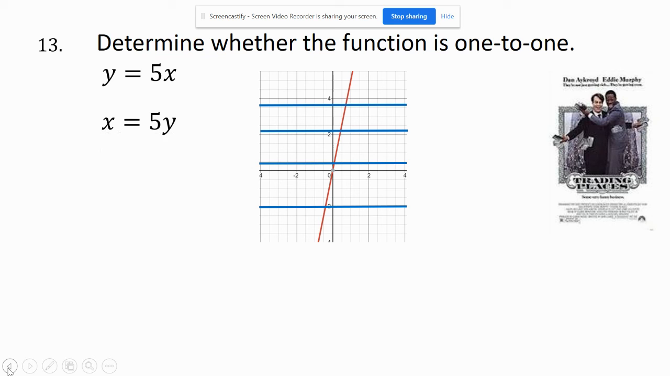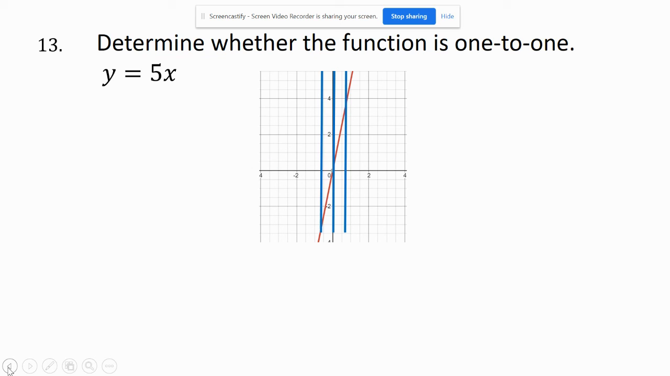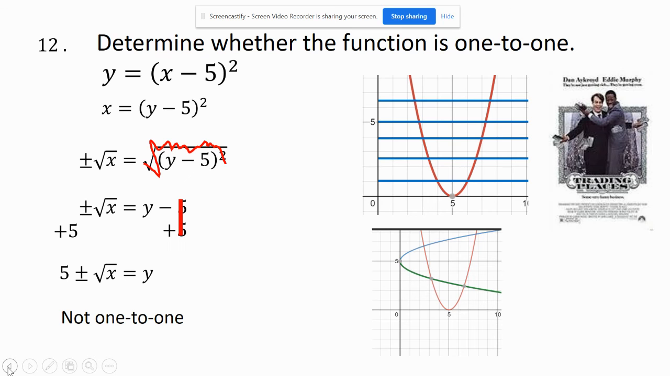Let me show those again real quick. Vertical, that was horizontal, and then this other one right here does not pass the horizontal, so it was not one-to-one. And you can see the two graphs beside each other right there.